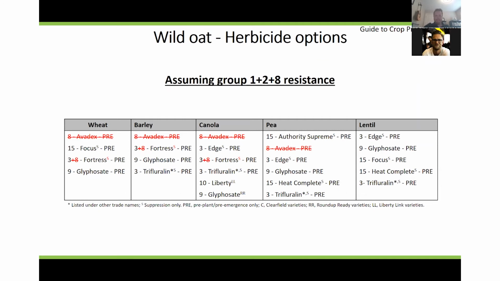So bringing us to essentially the only options for control of wild oat, mainly being glyphosate or Liberty as well in canola. But it's also important, so in all of the crops other than canola, glyphosate is registered as a pre-plant or pre-emergence herbicide and essentially has no residual activity, meaning that you will get control of your wild oat at the time of planting, but not afterwards.